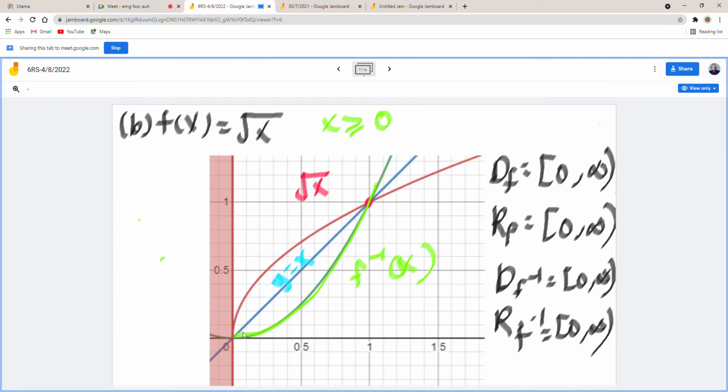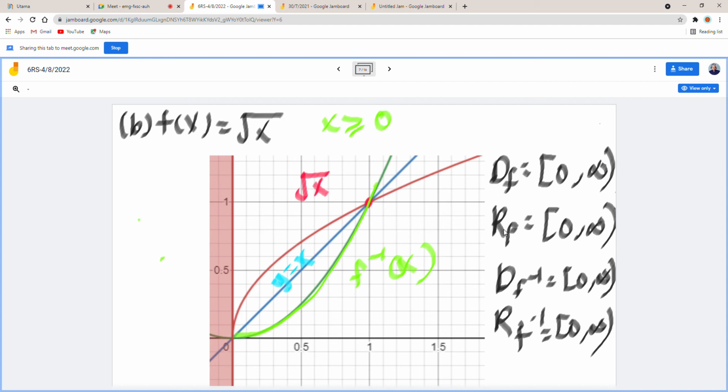For B, the red color is the original graph, the square root graph. It has to be more than or equal to 0, so it starts from 0. The green one is the reflected one, and the blue one is the mirror. Here, the domain of the red color graph, which is f(x), is 0 to infinity. Start from 0 to infinity.